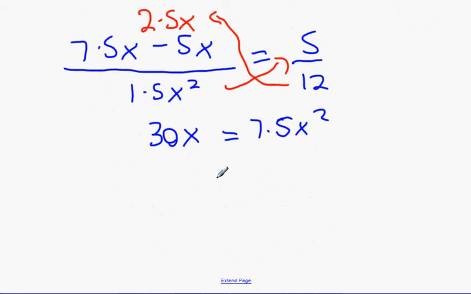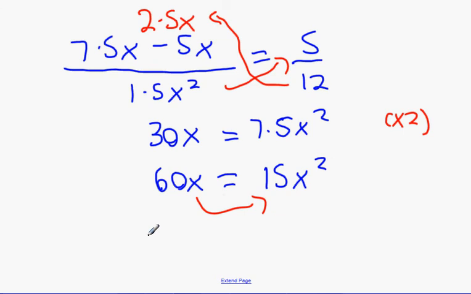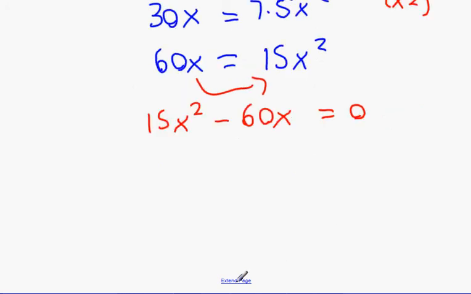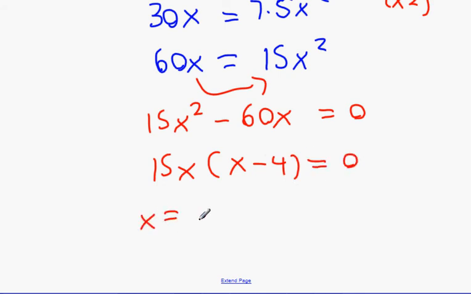Now I'm not happy about that 7.5. I'm going to multiply both sides by 2. I'm going to turn it into 15x squared equals 60x. Now, what I'm going to do is bring the 60 over one side. 15x squared minus 60x equals 0. Factorize. Take out 15x into x minus 4 equals 0. So x will equal 0, which means they have no speed whatsoever, or x equals 4. The speed of the walker is 4 kilometers an hour.